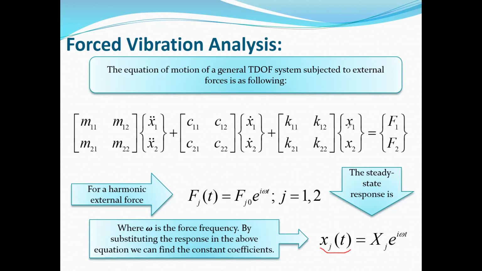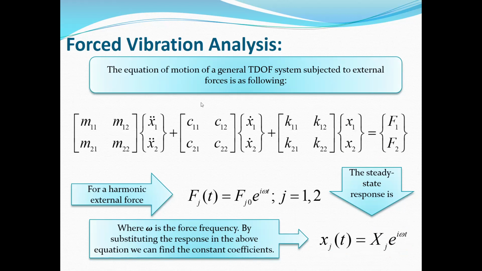X_j(t), which is x1 and x2, is equal to uppercase X_j multiplied by exponential i omega t. So you can see, similar to the single degree of freedom system, we assume that the response is a harmonic function with the same frequency omega, but we need to obtain the amplitude of the response. To find the amplitude, we need to substitute this x(t), or this response, in the main equation, similar to the SDOF system, and we can solve for the amplitude of the equation.